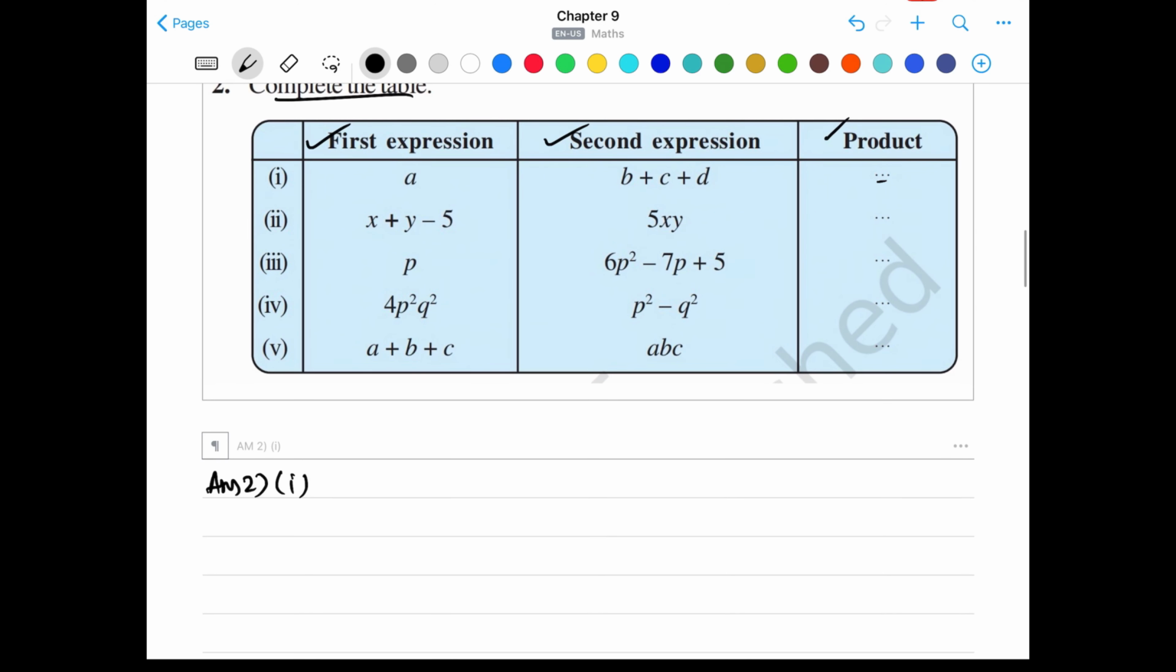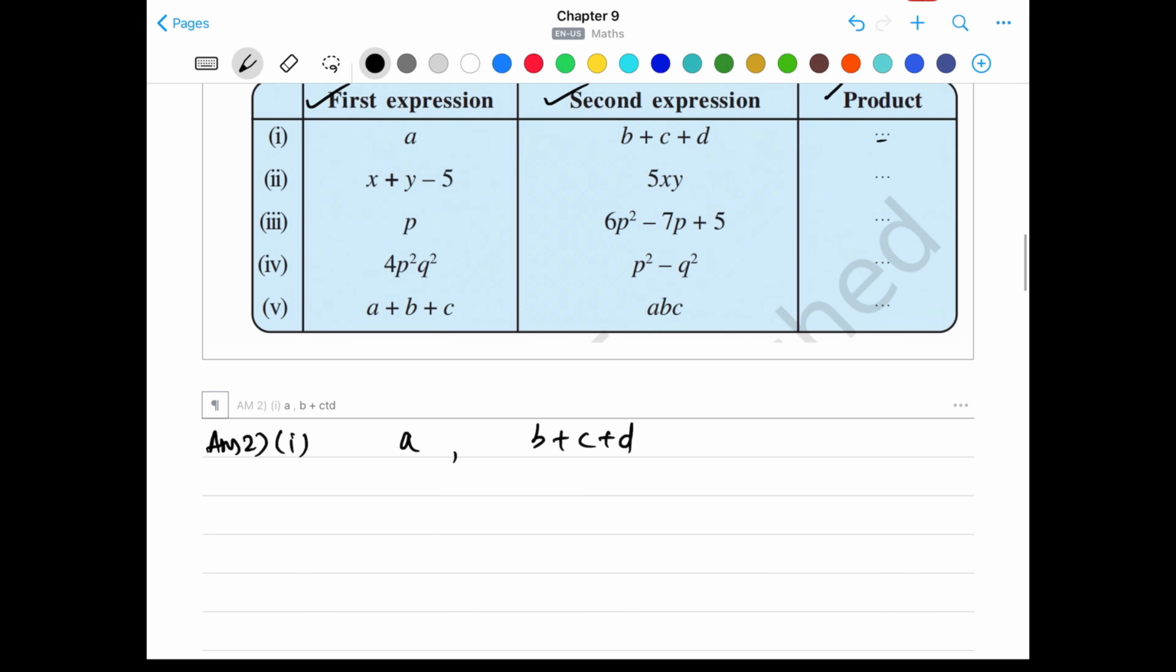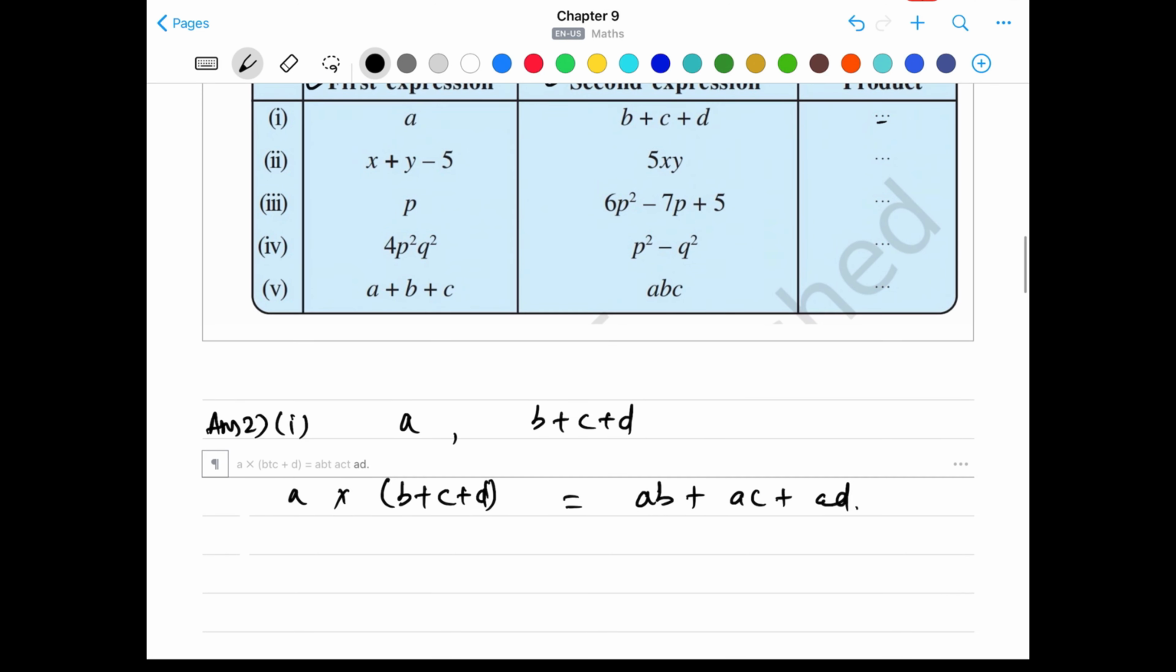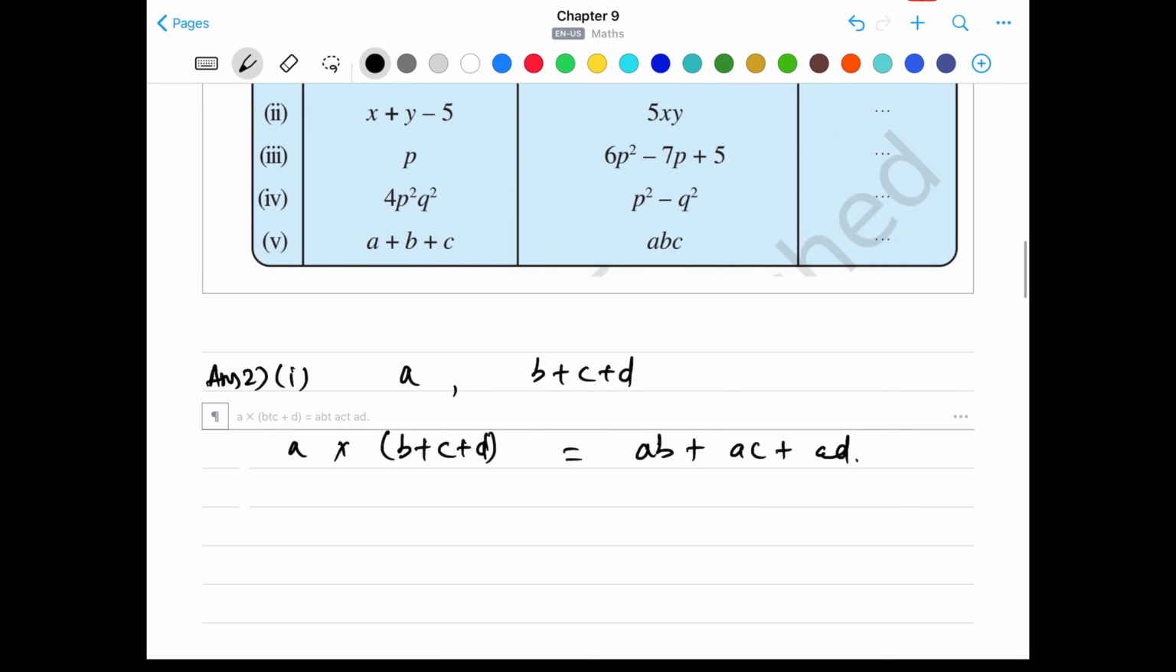So that's the answer number 2, part A. The first expression here is a, and the second expression is b plus c plus d. Let's write them again in the multiplication form. That is a multiplied by b plus c plus d. When you multiply this, a into b will be ab, a into c will be ac, and a into d will be ad. So we will write this result here.